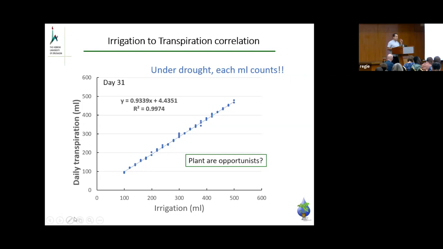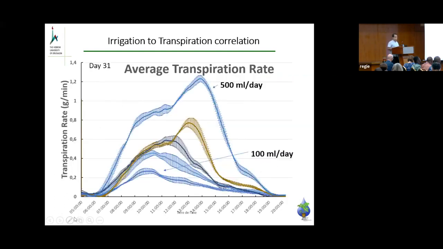And the resolution is amazing. We play with 20 ml differences, 20 ml in a 4-liter pot. They just use it all. So if plants are opportunists, how exactly are they using this water?